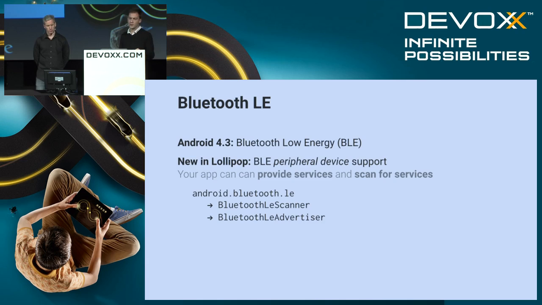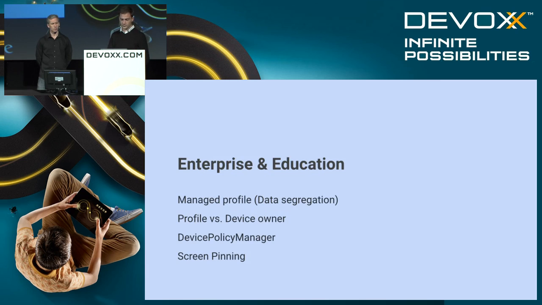Bluetooth LE was introduced in Android 4.3. The big change in Lollipop is that now your device can act as a peripheral device for Bluetooth LE. So your phone could act as a heart rate monitor, for instance, for another device. Applications can now use the Bluetooth LE advertiser to advertise their services to other devices. You can also scan for services around you.